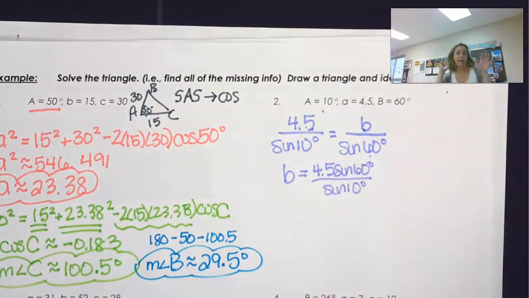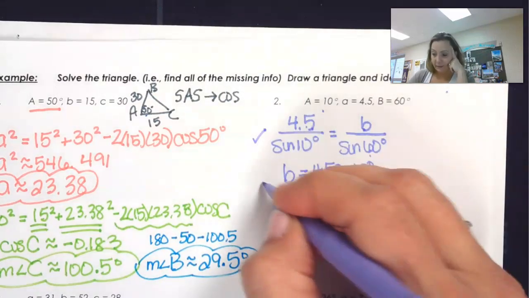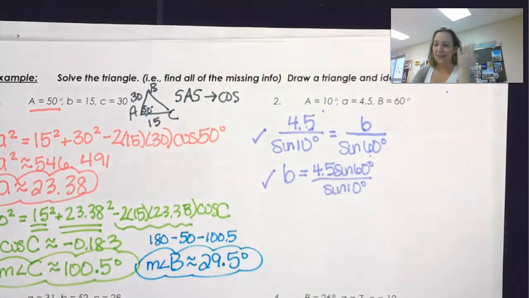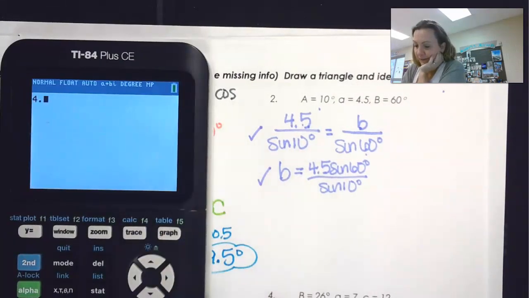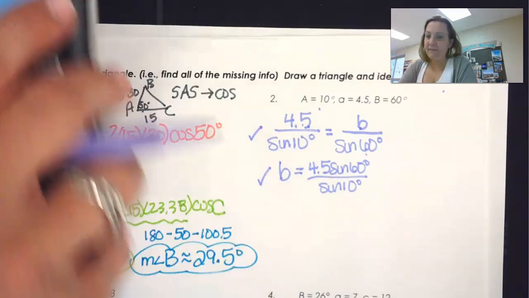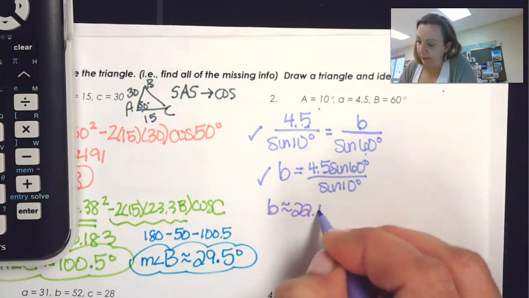I don't need to see all the algebraic work, but I love the setup and I love seeing what you're entering into the calculator. So in here, I'll put in 4.5 times the sine of 60 divided by the sine of 10, and I find that side B is about 22.44.